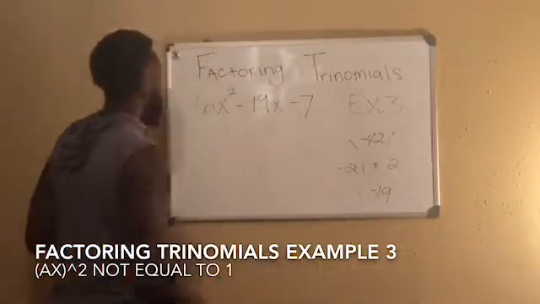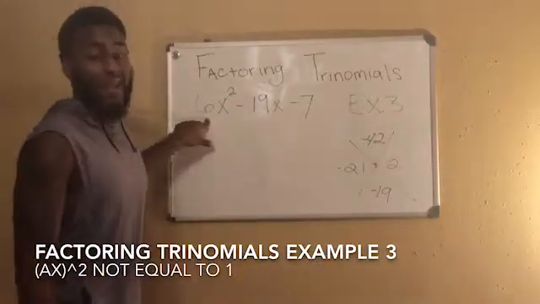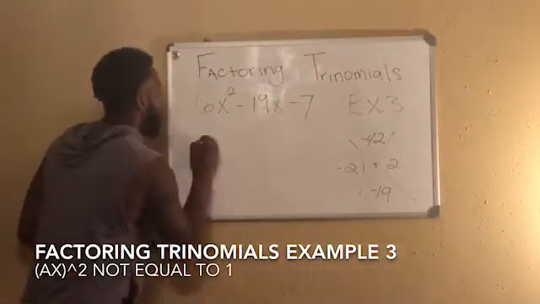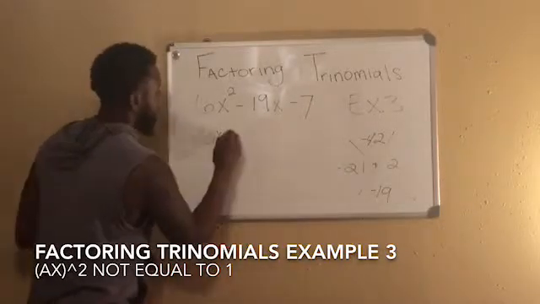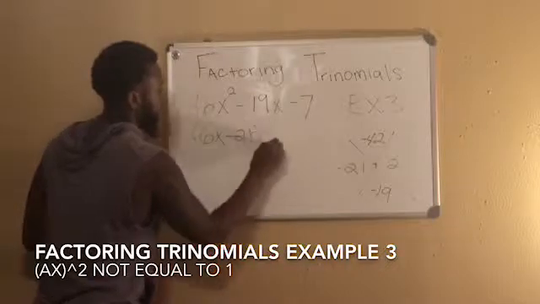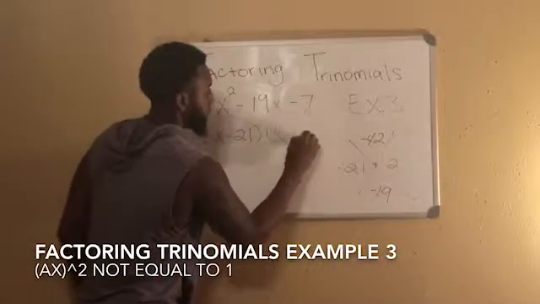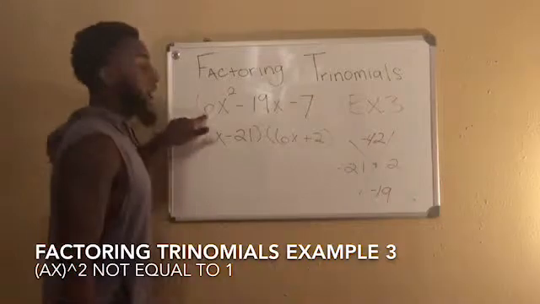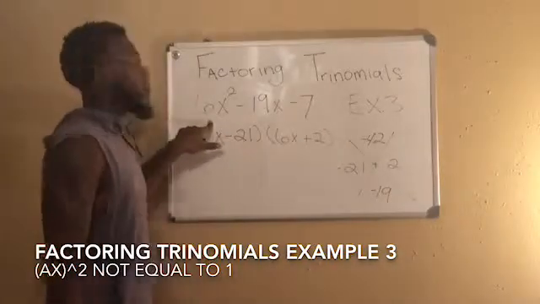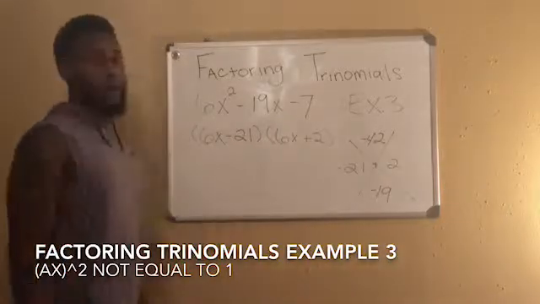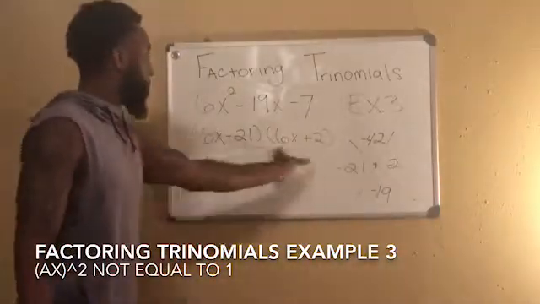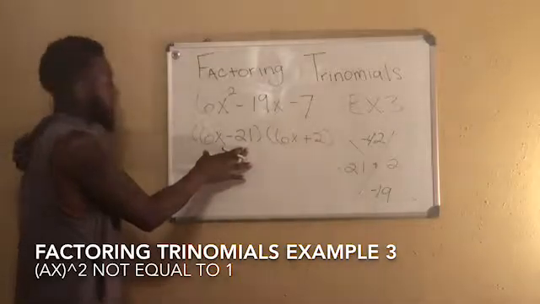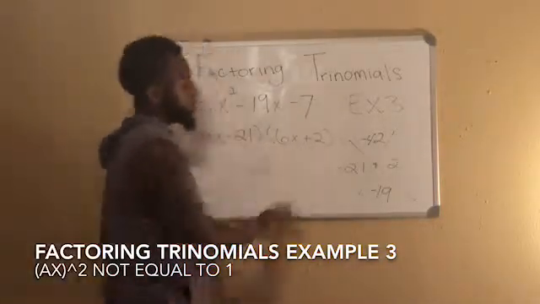So we have a number in front of our x squared, which is our a term. Therefore we have to drop that number: 6x minus 21 and 6x plus 2. Generally, like in our first example, when we have a number other than 1 for our a, or our x squared term, then we have to reduce or simplify further when we get our two factors. We can see that this term is divisible by 6, so it can be reduced by 6, and this term can be reduced by 2.